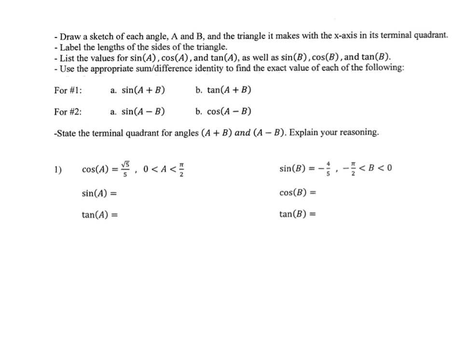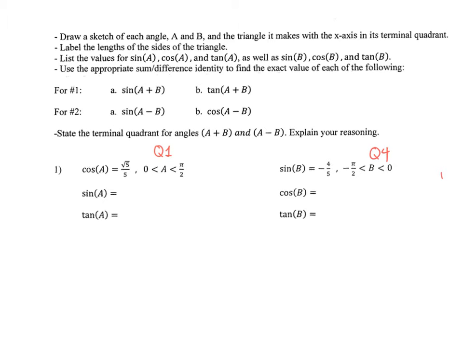I'm reading right. Where am I reading? Right here, by the way. So I know that angle A is going to be in quadrant 1. And then they've also thrown another angle at us, and they're like, hey, the sine of B is negative 4/5, and that is between negative pi over 2 and 0. So, let's work our way around the unit circle, that is in quadrant 4.